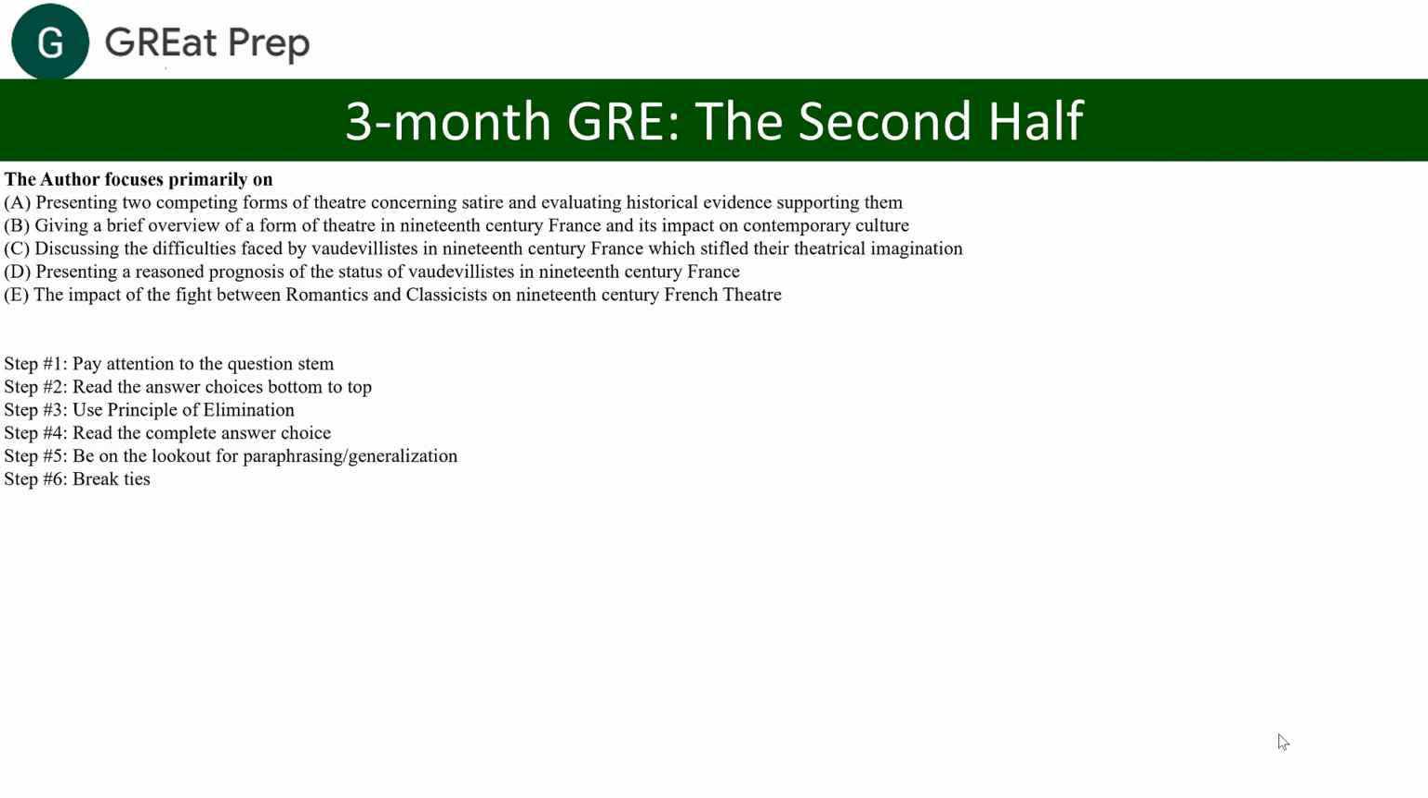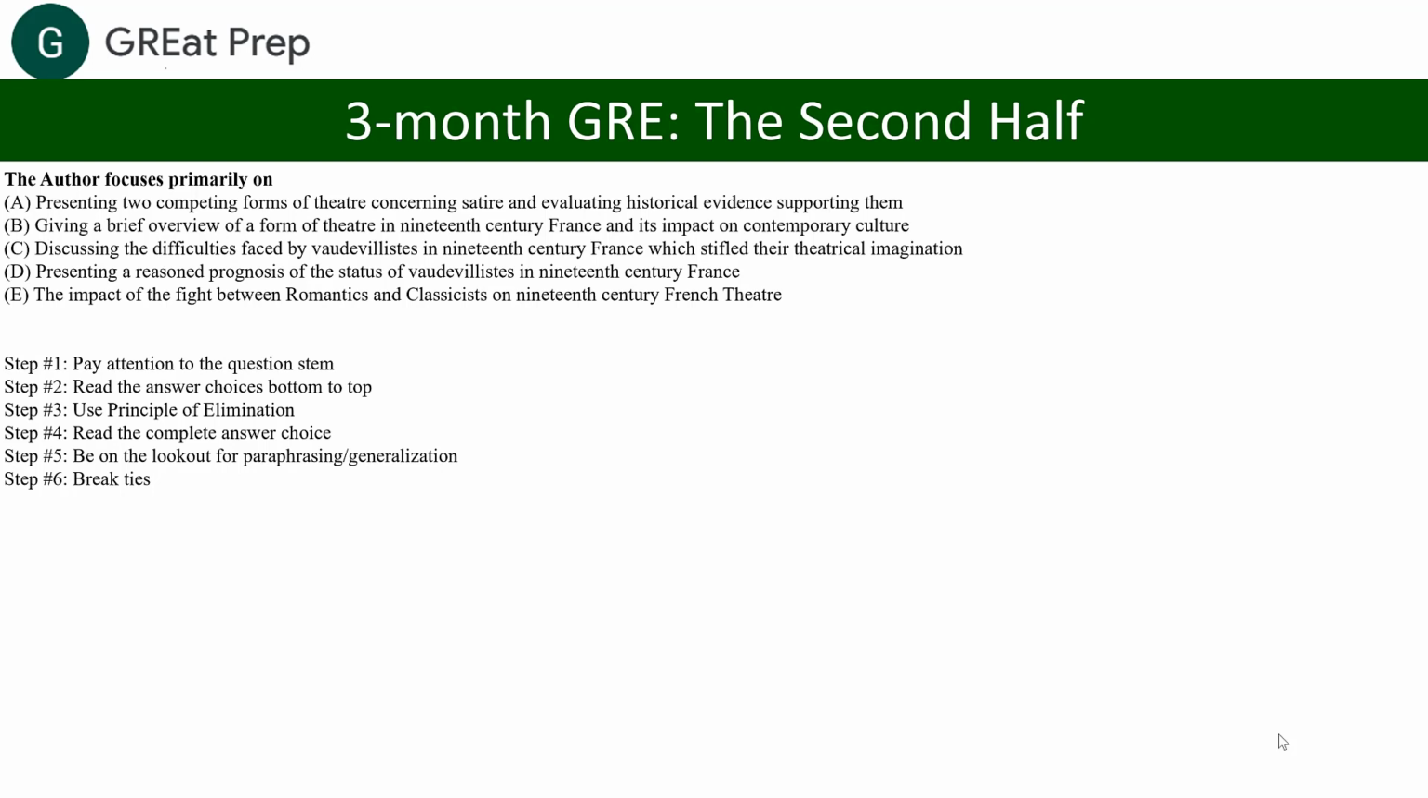There are 6 steps to answer questions on the GRE reading comprehension, and you have to follow these 6 steps very diligently. There might be 7 steps in certain cases, with some sub-steps which we can discuss as we go through this framework. So let's start. Step number 1. Pay attention to the question stem.